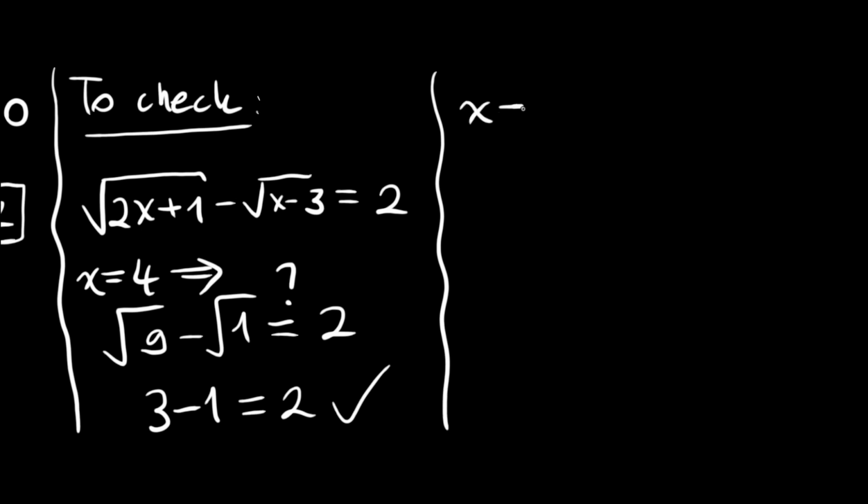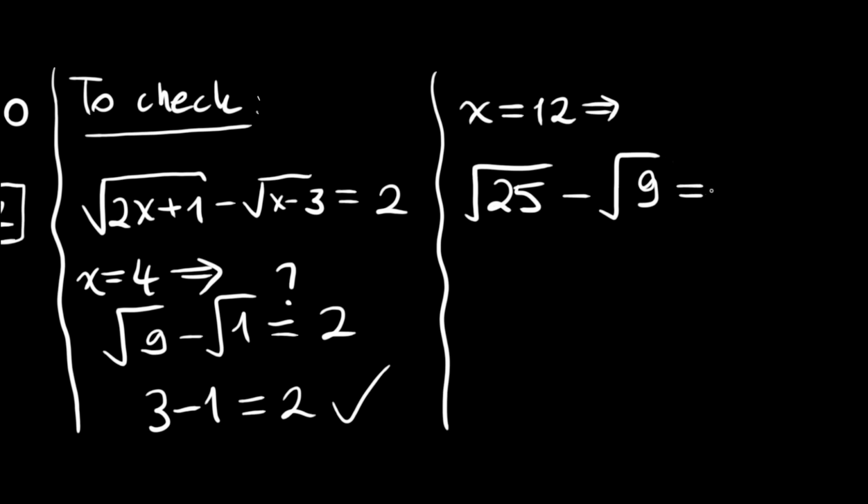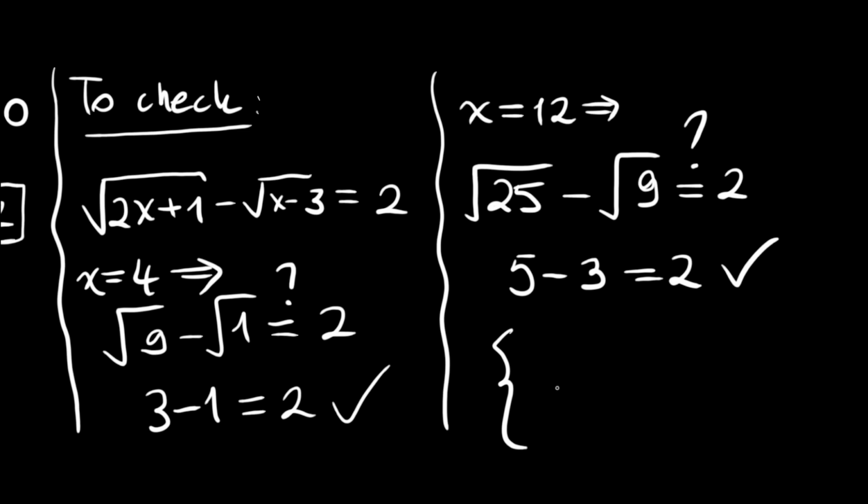For 12, let's check. For x is equal to 12, we have 24 plus 1, 25, minus 12 minus 3, which is 9, square root, is equal to 2. That is also correct, 5 minus 3 is equal to 2. So the set of solutions is 4 and 12 for this radical equation.